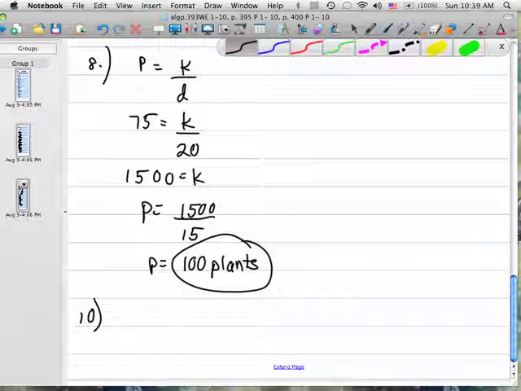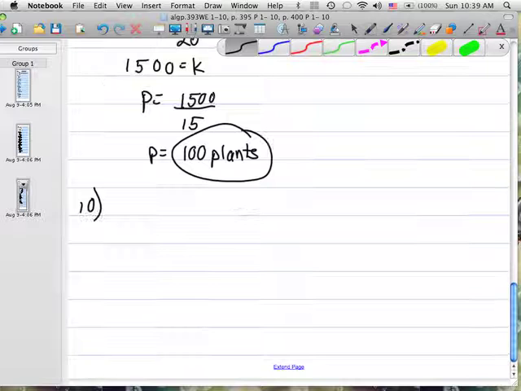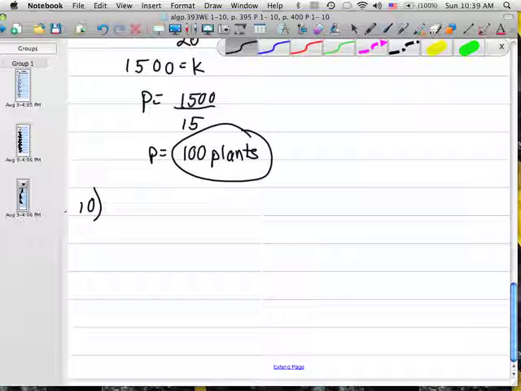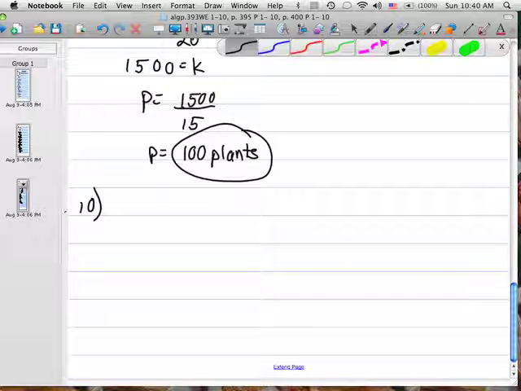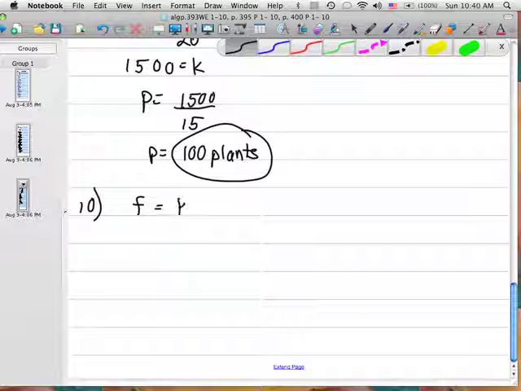And problem number 10, a string on a violin is 25.8 centimeters long and produces a tone whose frequency is 440 hertz. What is the length of a string needed to produce a tone of frequency 516 hertz? If the frequency of a vibrating string is inversely proportional to its length. Well, let's find K first.